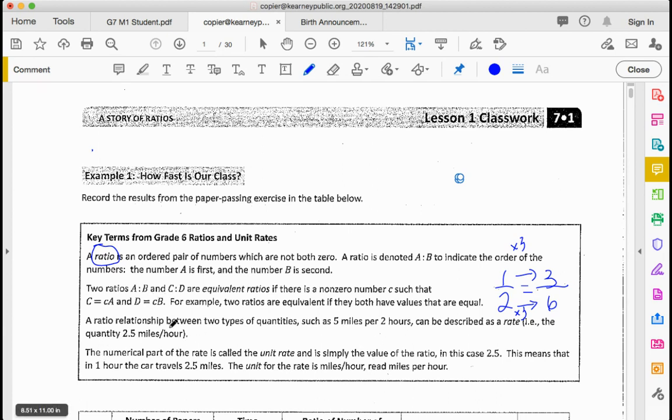Now, a ratio relationship can occur between 2 types of quantities. We call these rates, okay? And we could talk about 5 miles per 2 hours. That's a rate of speed, right? What is your official rate of speed on the interstate? You know what the speed limit is? 80 miles. 80, you're going too fast. 75, okay? So 75 miles per hour on the interstate, that is a rate of speed, right?